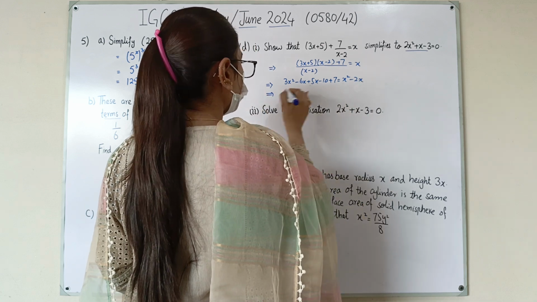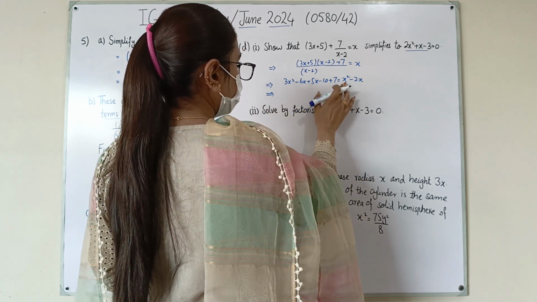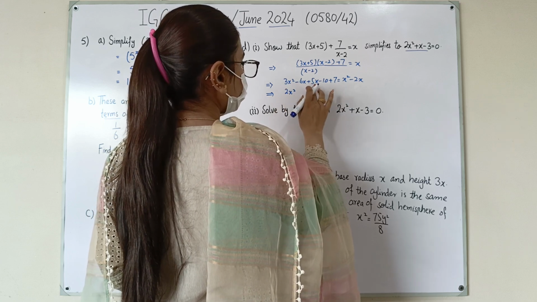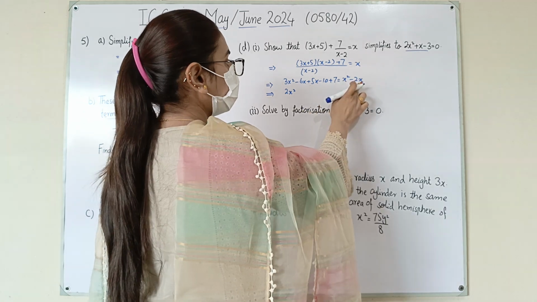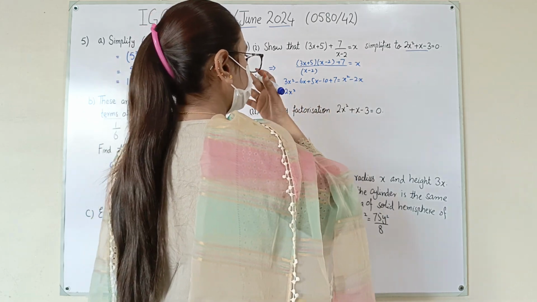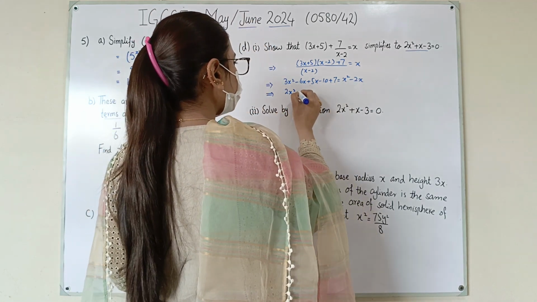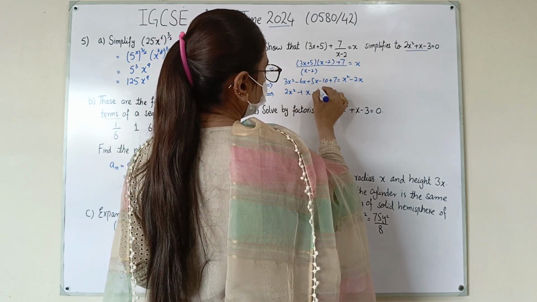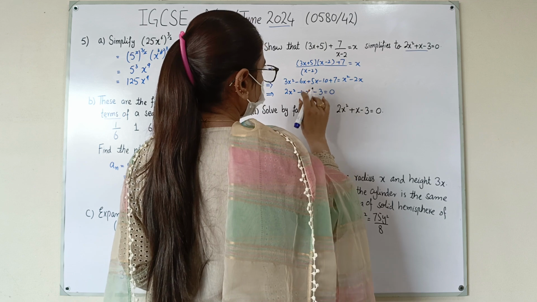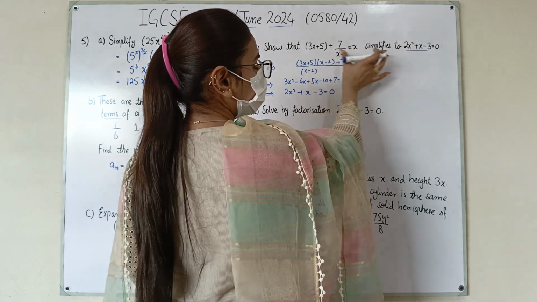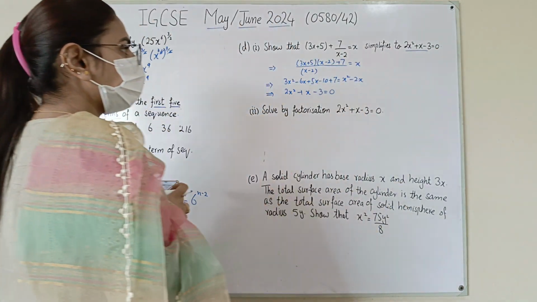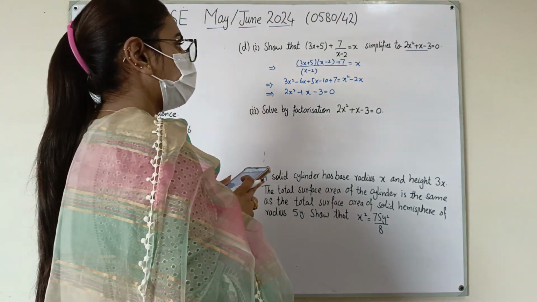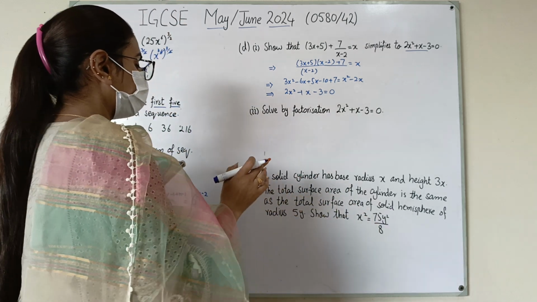Now shift the terms from right to left and simplify. 3x square minus x square will be 2x square, minus 6 plus 5x will be minus x, and this will be added over here, so we will get plus 2x. 10 minus 7 will be minus 3, equals 0. So after simplification, you will get the answer 2x square plus x minus 3. This was quite a simple question as the answer was given by the examiner himself.